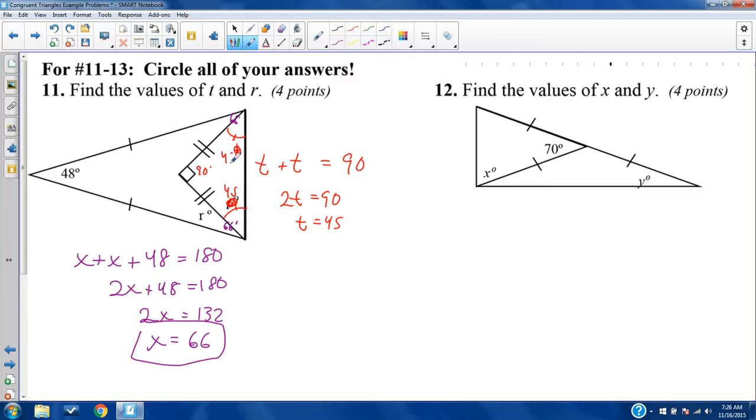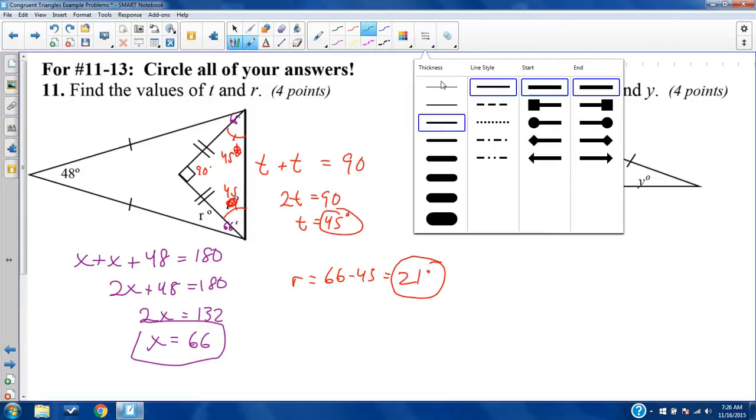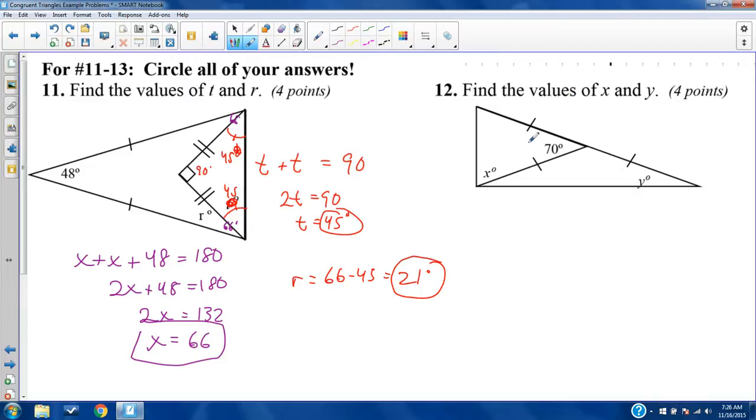So what must R be? It has to be 66 minus 45, which is 21 degrees. So T is 45 degrees, R is 21 degrees. Not necessarily drawn to scale. There you are. Number 12, find the values of x and y.